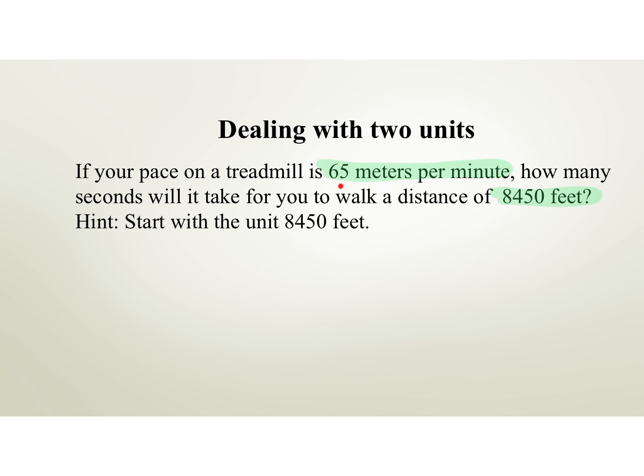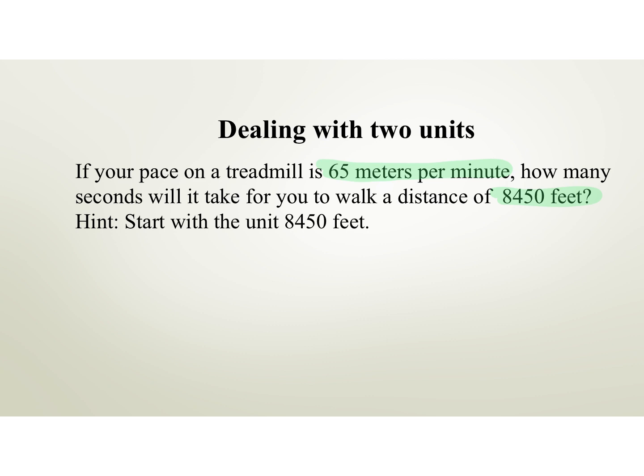So this first number, it's 65 meters per minute. Do you see how there's 2 different units in that number? The second number is just 8,450 feet. Do you see how that's only 1 single unit? You will always start with the single unit. So if you want to write yourself a little note, always start with the number that has 1 single unit. And when we make our game plan, I'll show you why we start with the single unit one.